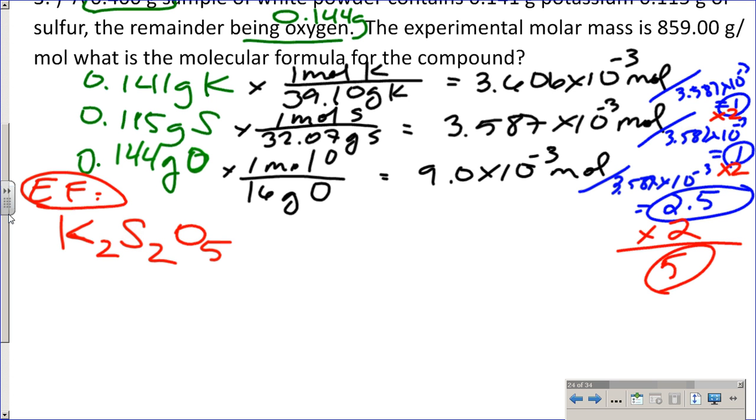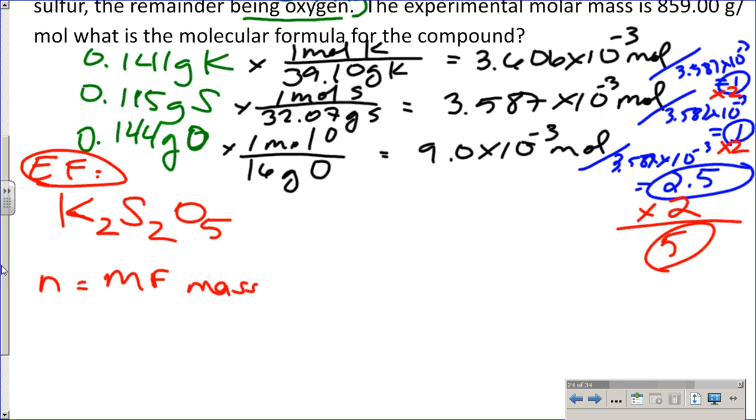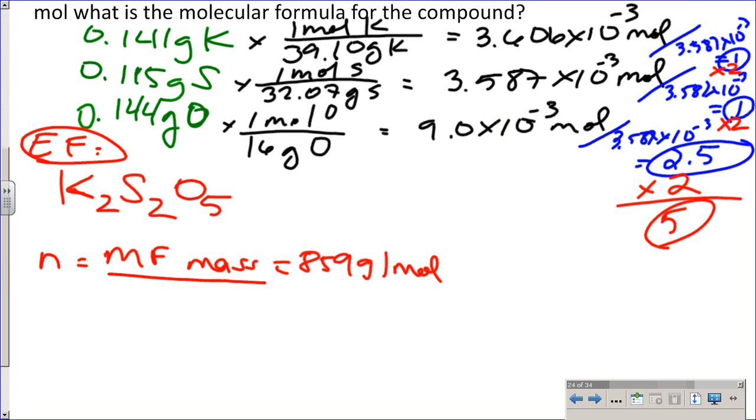So, how do you guys want to accomplish getting from this to the molecular formula? Take the what mass? Okay, so I need to find N essentially, my multiplier across the board. I need to get the molecular formula mass. The molecular formula mass is given to me above as 859 grams per mole. I need to divide that by the EF mass. And that I have to calculate.